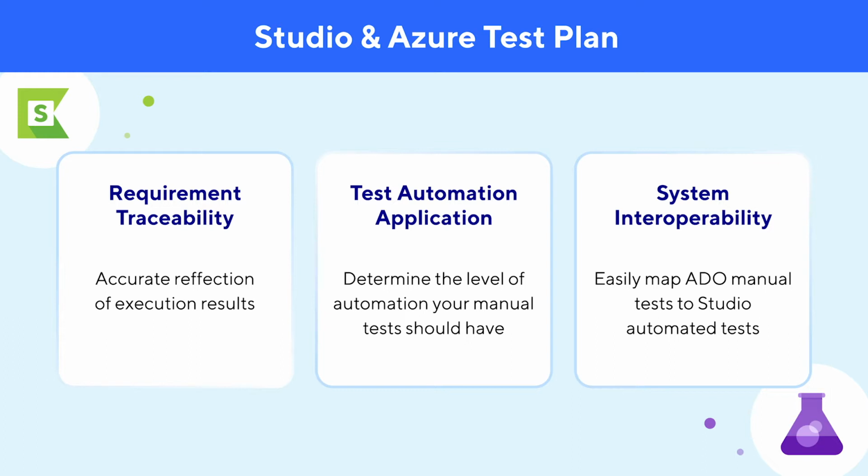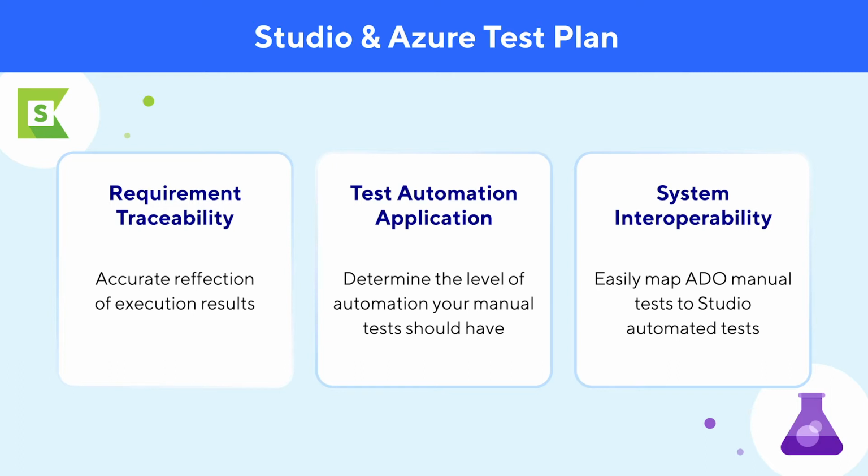That's number one. Number two is it will allow you to understand the automation level of your manual test cases. What that means is when you run an automated test script on Katalon Studio, the relevant test run will include a property with the automated tag on Azure Test Plans. And then most importantly is interoperability.